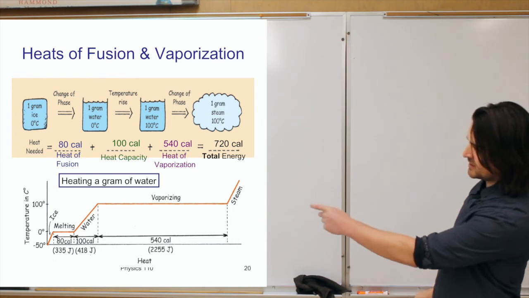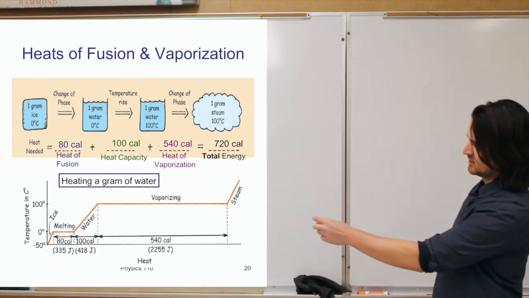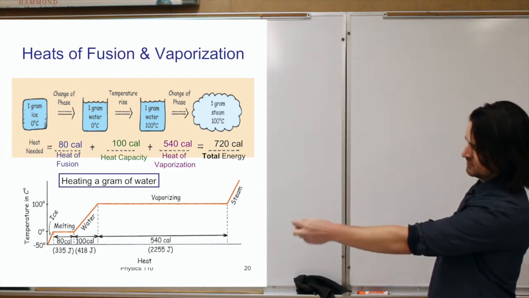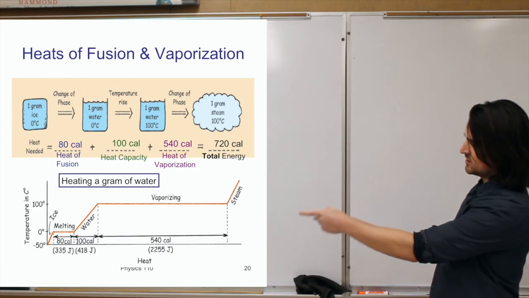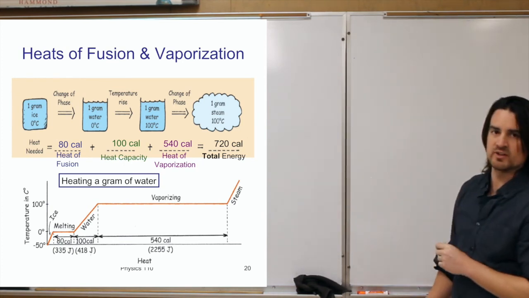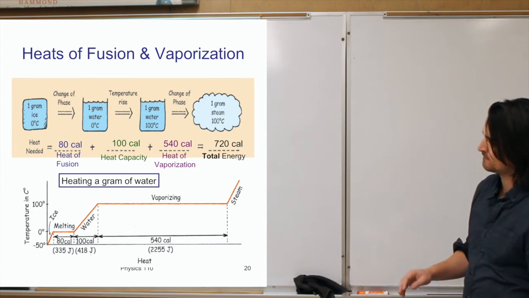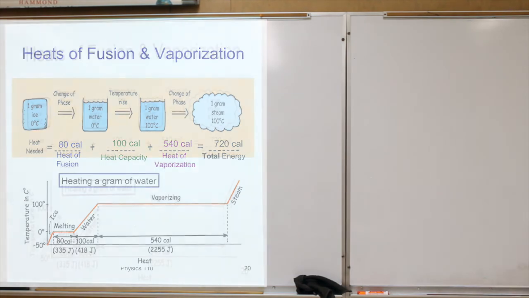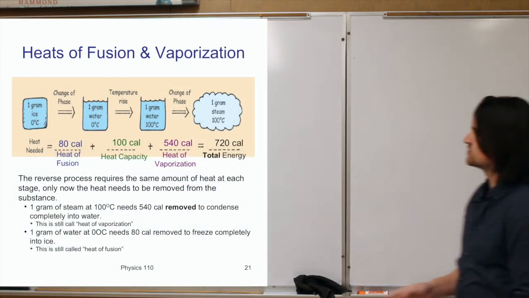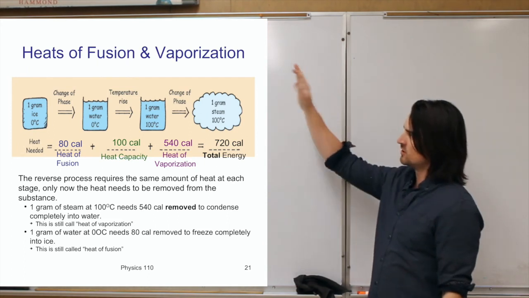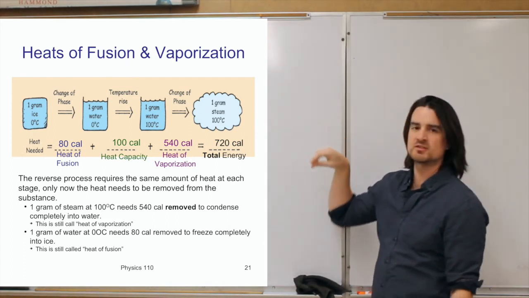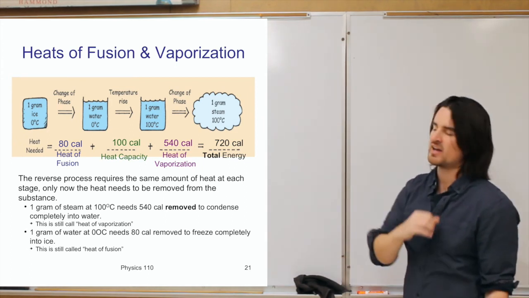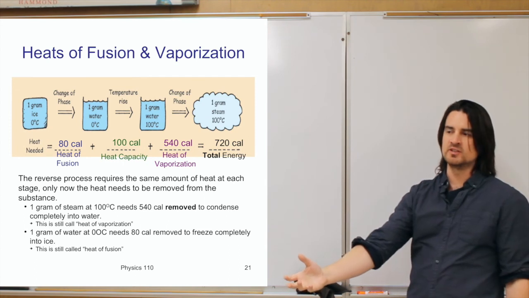And basically how wide each of these plateaus is showing you how much the heat of fusion is, right? 80 calories versus the heat of vaporization, 540 calories. Finally, as I've mentioned before, the reason that we call it just the heat of fusion and just the heat of vaporization is because it's the exact amount of energy if we want the process to go in reverse. Except instead of adding heat, we need to remove heat.